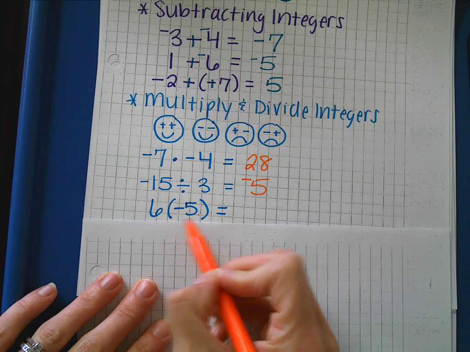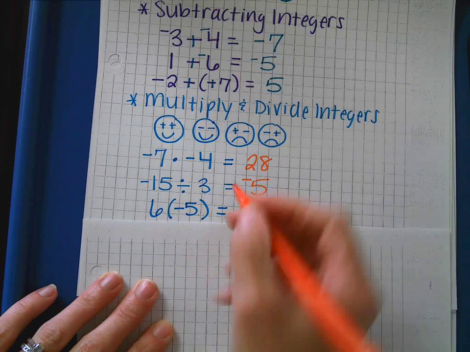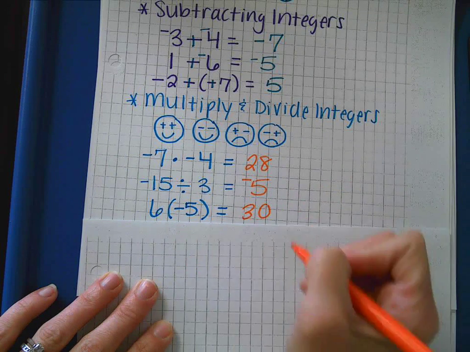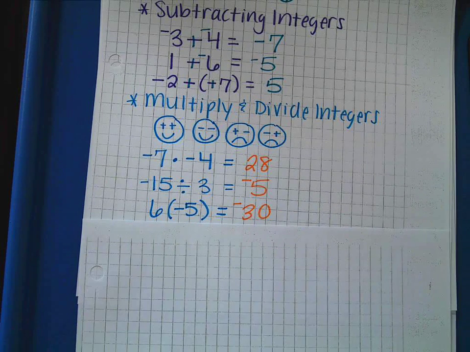Last one, 6 times -5, because remember the parentheses means to multiply. That's going to be 30, and then it's going to be a negative because the signs are different, like a black eye.